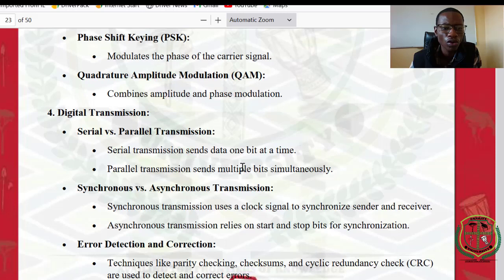Then we have what we call synchronous versus asynchronous transmission. Okay, so this is the synchronous. Basically, to synchronize, we are talking about trying to refresh in a way, in layman's language. Okay, so synchronous transmission uses a clock signal to synchronize senders and receivers. So you check, how do you realize that?